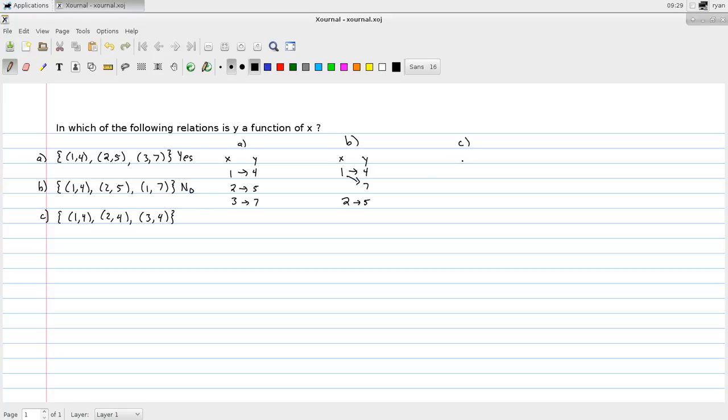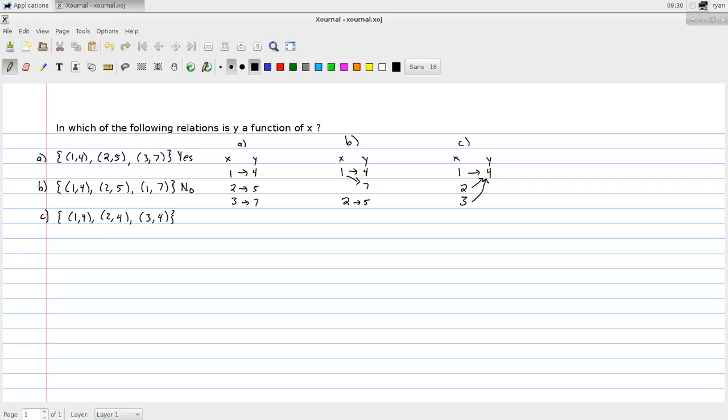We go into part C, we do this the same way. We look at the x values and the corresponding y values. So x equals 1 corresponds with y equals 4. X equals 2 corresponds with y equals 4. And x equals 3 also corresponds with y equals 4.